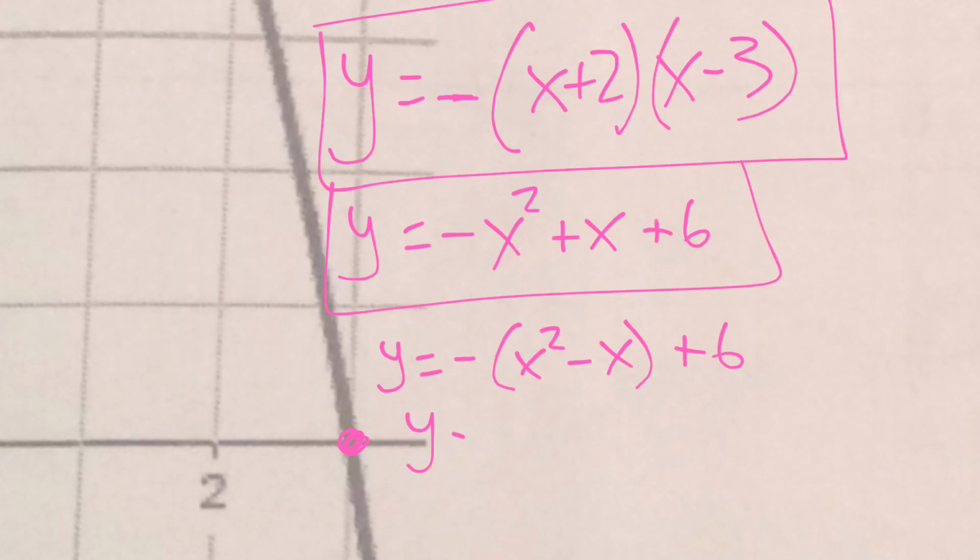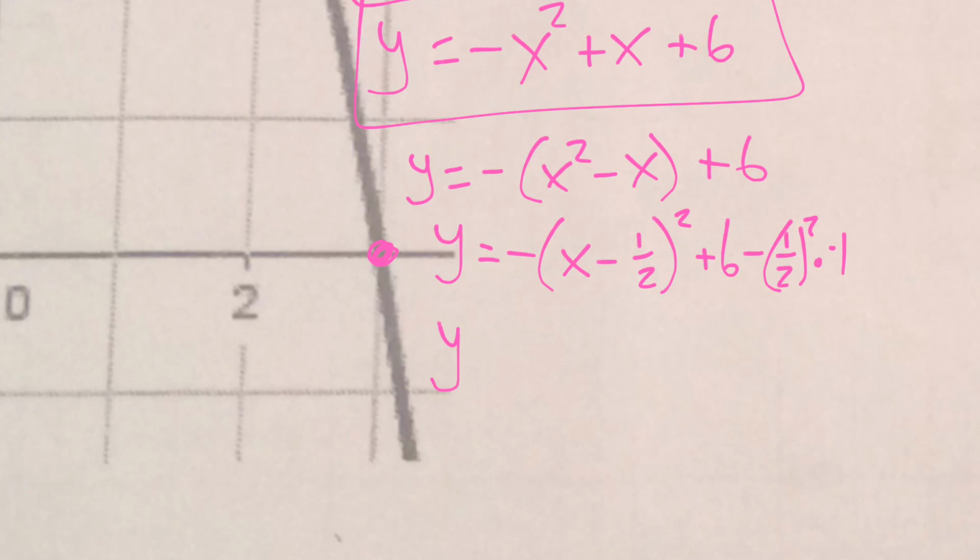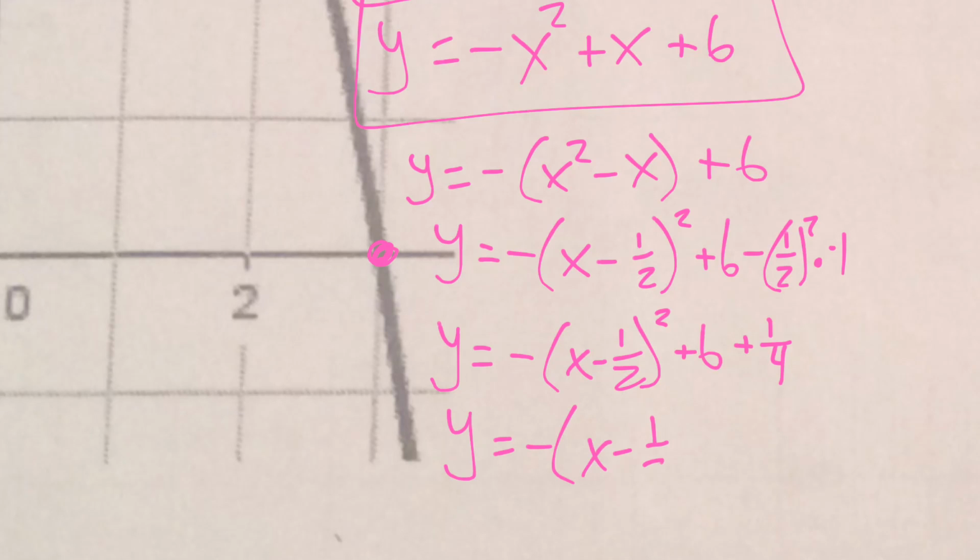Pull out that negative. Then y equals -(x minus 1/2) squared, half of the coefficient, plus 6 minus my 1/2 squared times my leading coefficient of -1. So this becomes y equals -(x minus 1/2) squared plus 6. 1/2 squared is 1/4, but I'm subtracting 1/4 times -1, so I'm really adding 1/4. So y equals -(x minus 1/2) squared plus 6.25.